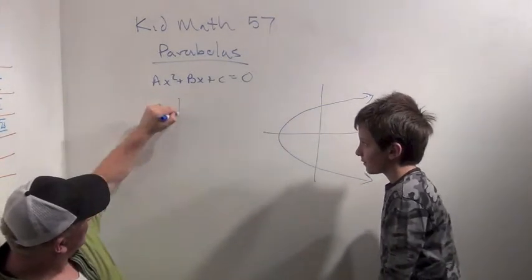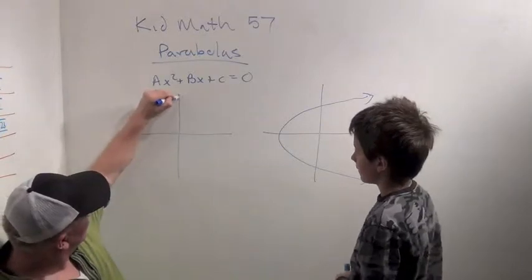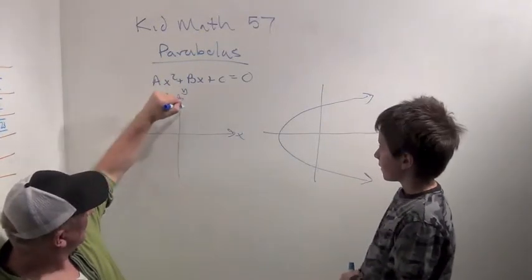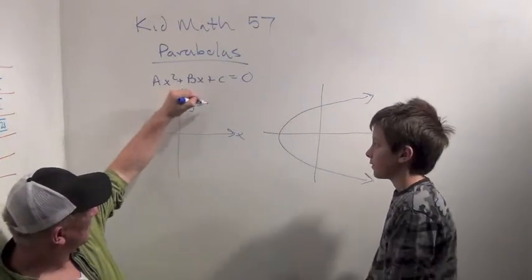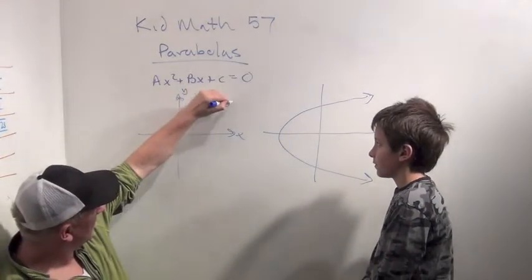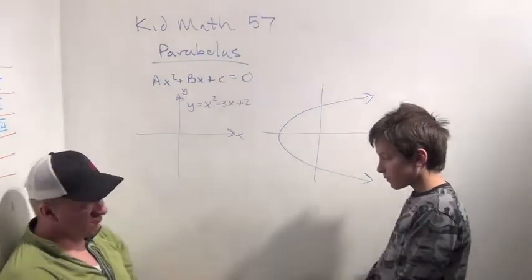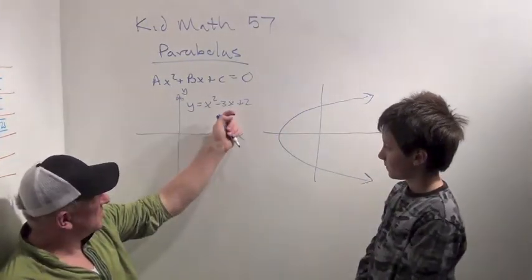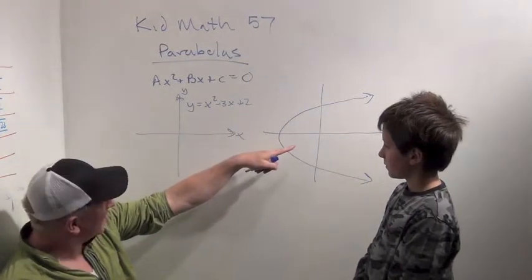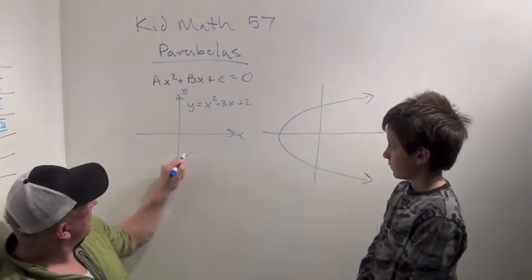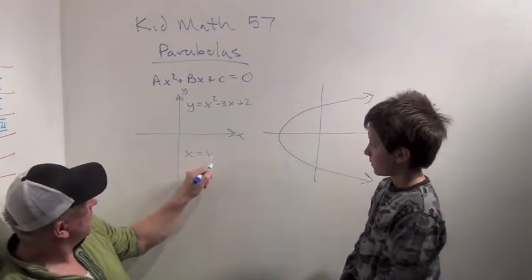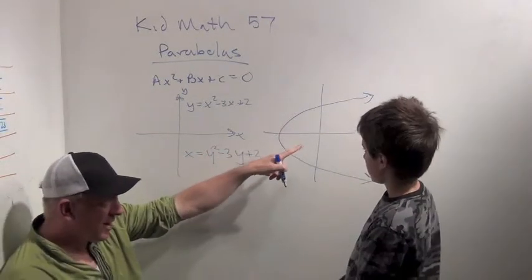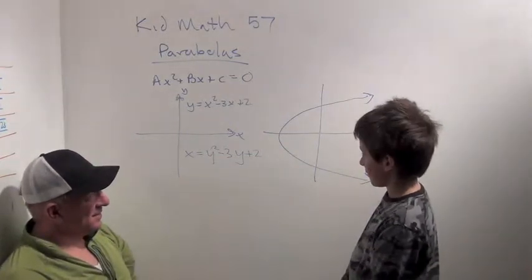So for the parabolas I normally draw, this is the y-axis, and this is the x-axis, right? And we would say the graph is y equals, let's say, x squared minus 3x plus 2 or something like that. When you rotate the axis, you're switching the x and y's. So parabolas that look like that are of the form x equals y squared minus 3y plus 2. That's what that graph looks like. We don't see those parabolas too often.